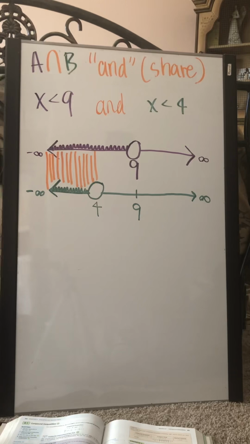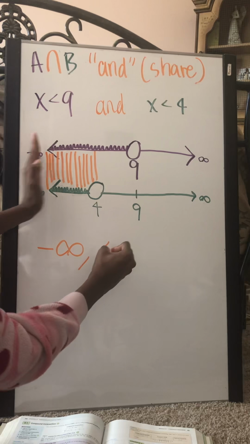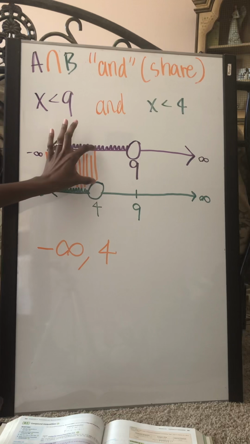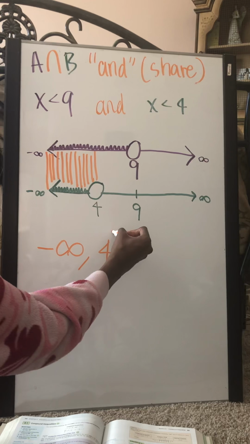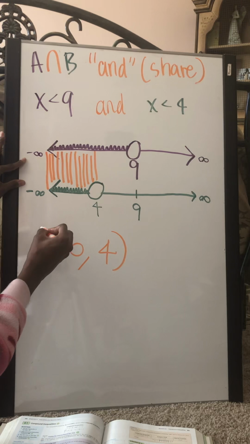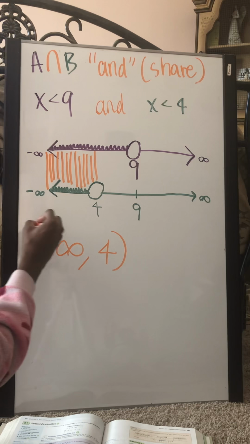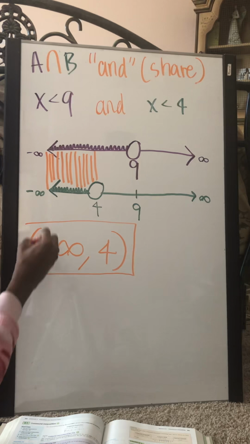So the way that you would write this is they share from negative infinity all the way to 4, but it does not include 4, so we have to use a parentheses. And then remember, because you're working with infinity, that's always with the parentheses, okay? So this right here would be your final answer.